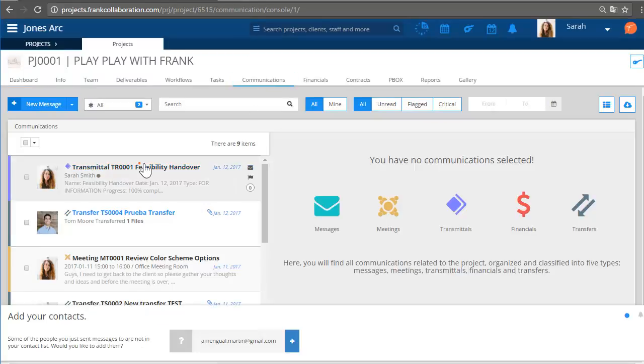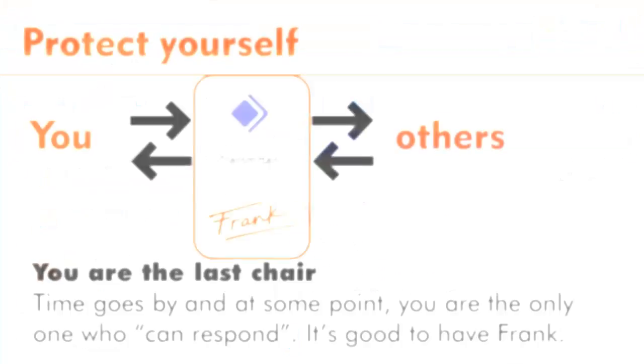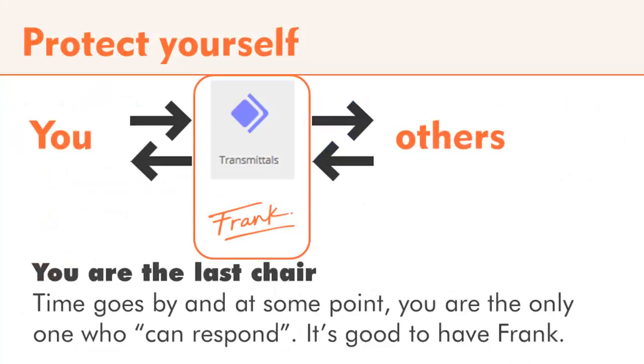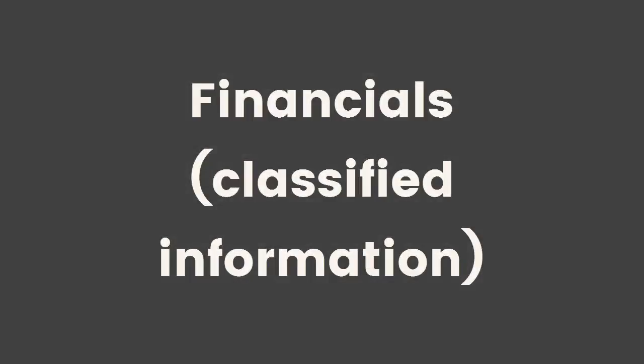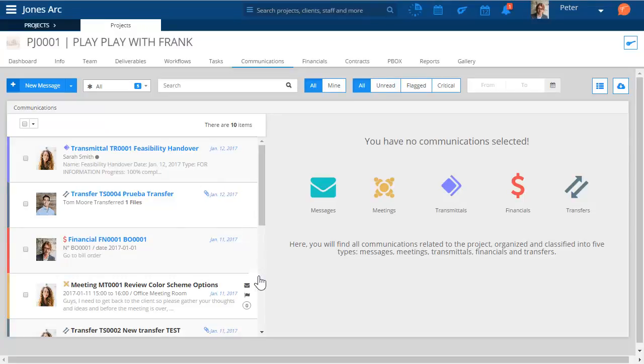can download. If you go to the Communications tab, you can see that all communications are color-coded for ease of reference. The most important thing is that transmittals will keep a log of what was transmitted to each one of the parties.